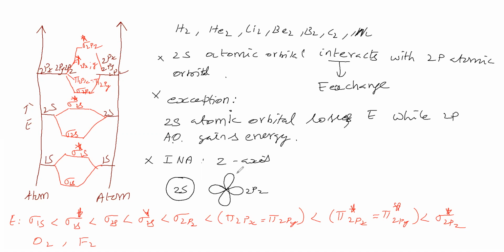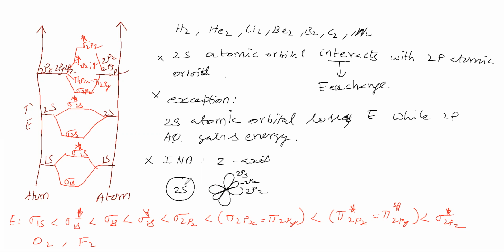It is the 2py atomic orbital. Next, the 2px atomic orbital. These three atomic orbitals are perpendicular to each other. So how does the interaction happen?